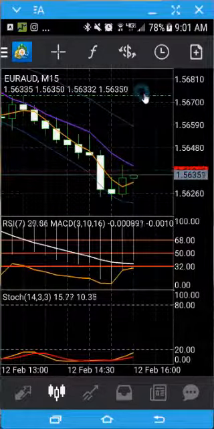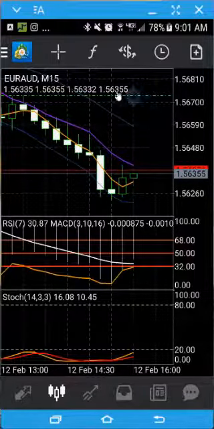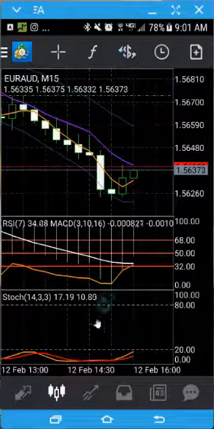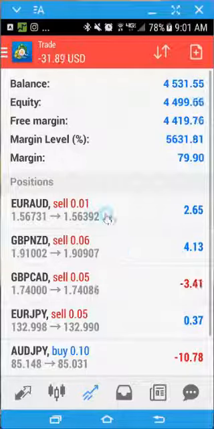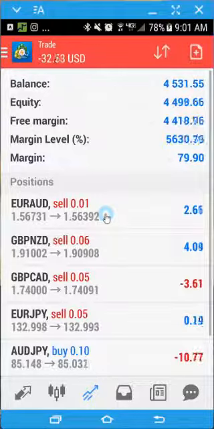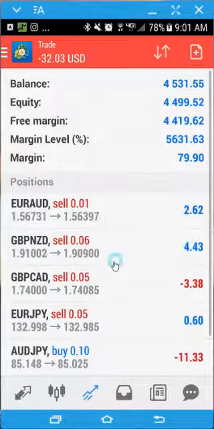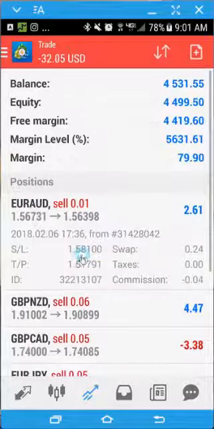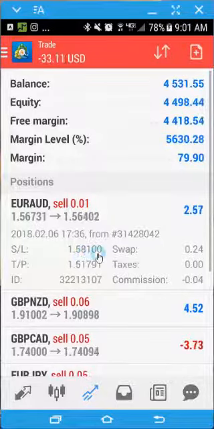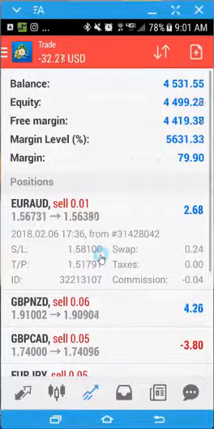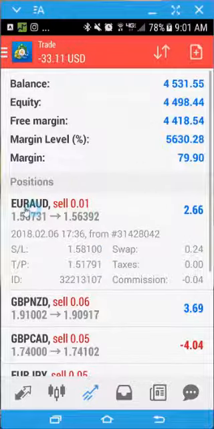So what I'm going to do now, let me see here. So what I'm going to do now, right? I took partial profits. Now what I'm going to do is I'm going to move my stop loss. So currently my stop loss is right here, 58100. What I'm going to do is I'm going to move my stop loss ahead of my entry point. Okay, ahead of my entry point.